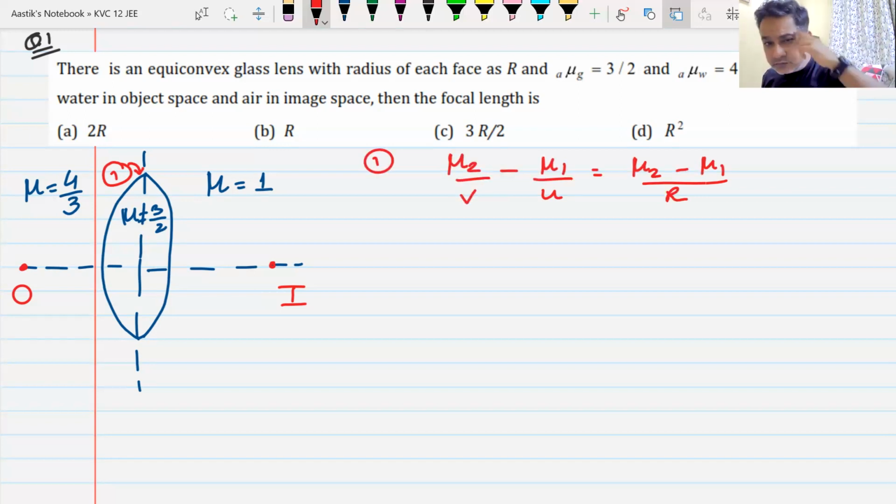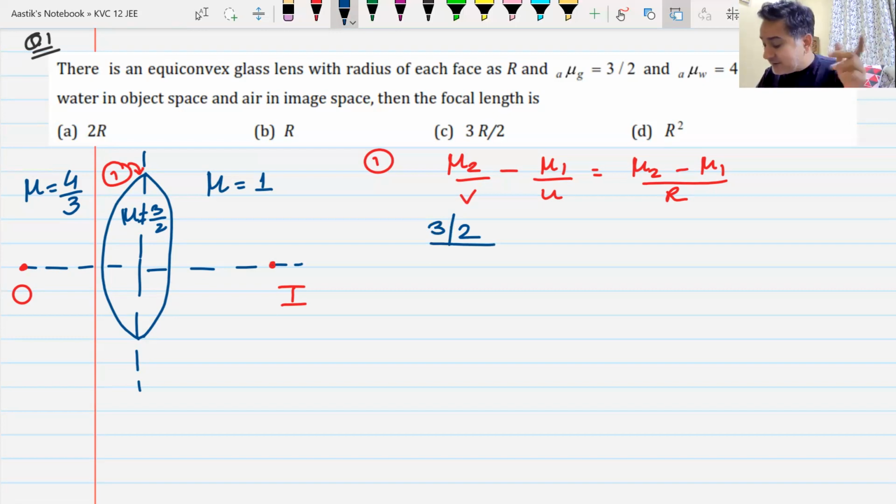What is the value of mu2? Look at the surface. Look from where the incident ray is coming. Look at the second medium. Mu2 is 3 by 2.